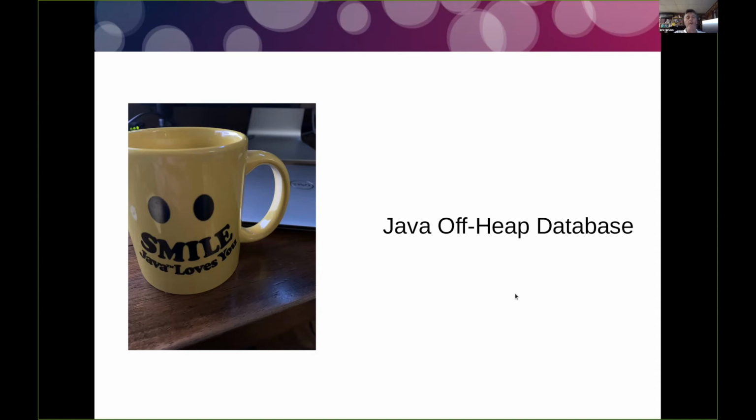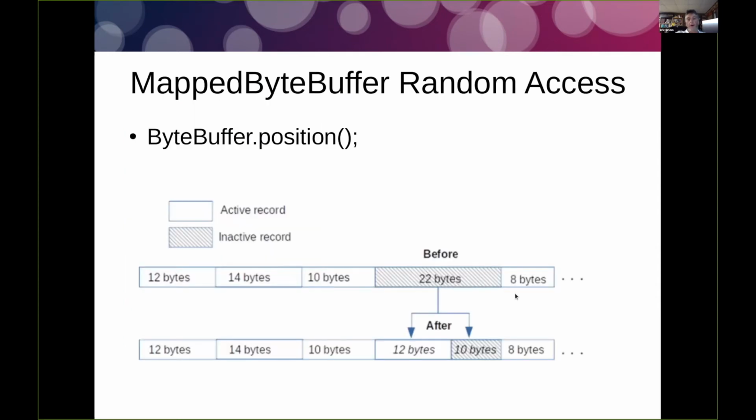So I said, let me go all out with this. Let me create an in-memory database with an optional write-through to disk using this concept. So I did that. Now, mapped byte buffer gives you that random access, but you have to program this yourself, and that's what I did. You have to know where your records start and end. That's fine because you can position right to a specific point in your byte buffer, I'll just call it byte buffer, very easily by calling the position method and giving it the actual byte location you want to go to.